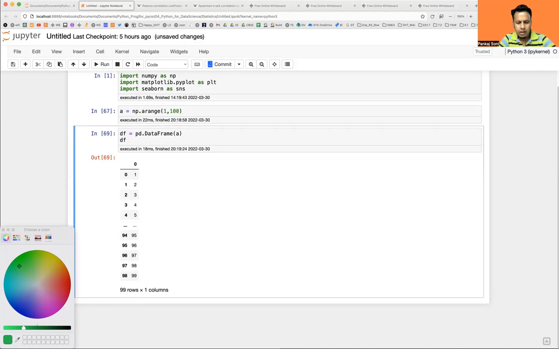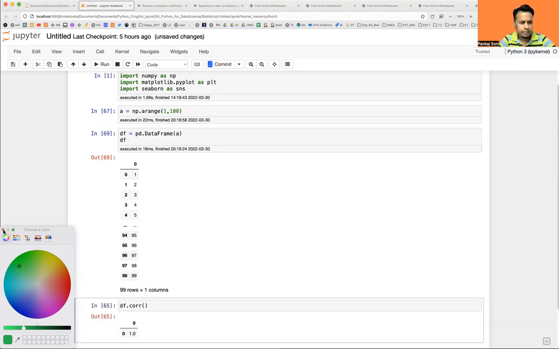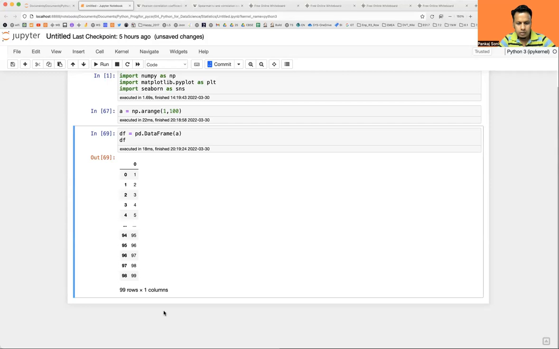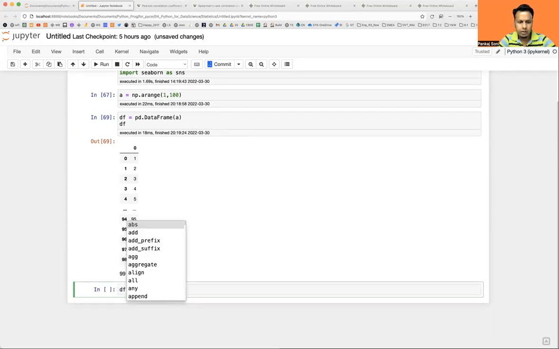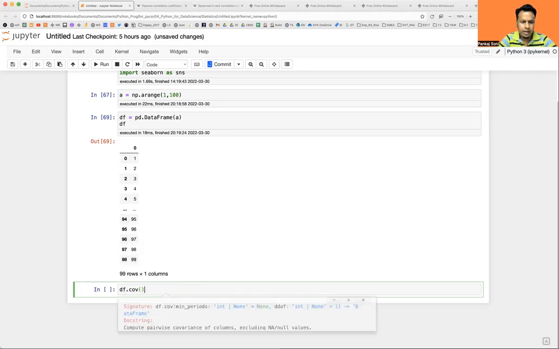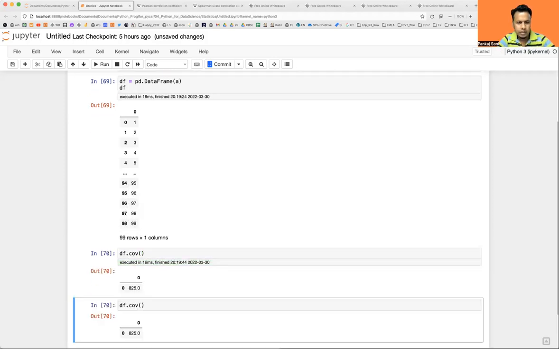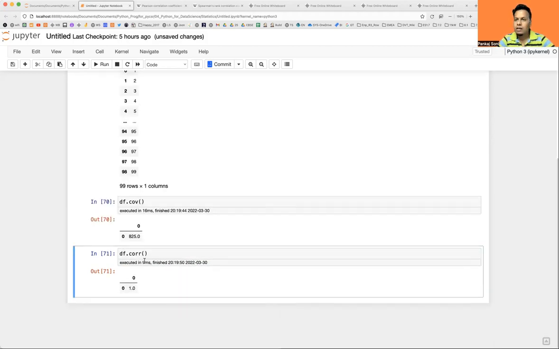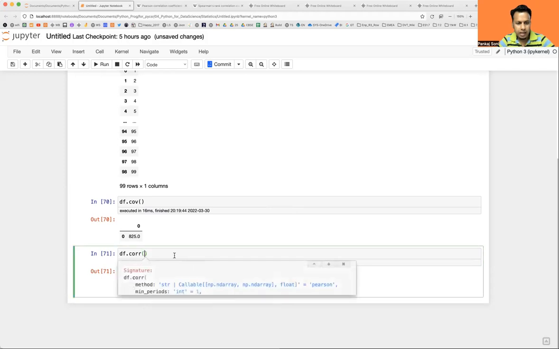After getting the values, how can you calculate that? Basically we have df.corr. Covariance we saw yesterday, right? So you can directly get that. This is the correlation, df.corr. By default it is going to provide your Pearson correlation. If you take the help of this, we have Pearson correlation.